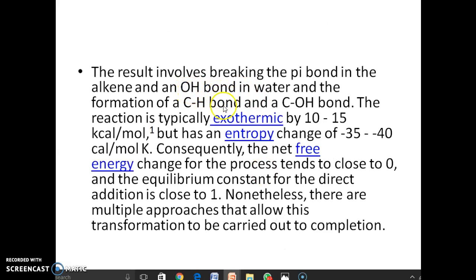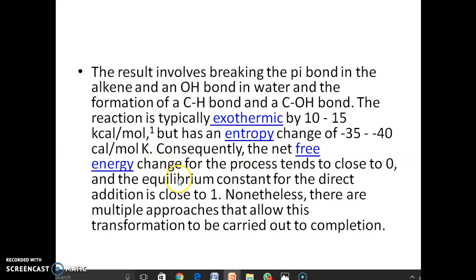The result involves the breaking of the pi bond in alkene and the OH bond in water, and the formation of a carbon-hydrogen bond and a carbon-hydroxyl bond. This reaction is typically exothermic, with a release of energy of 10 to 15 kilocalories per mole. But the entropy change is minus 35 to minus 40 kilocalories per mole.